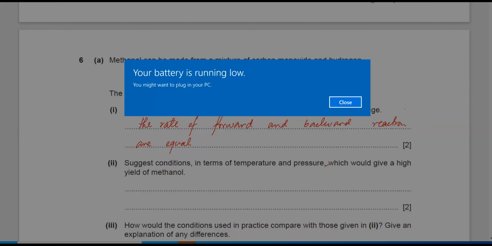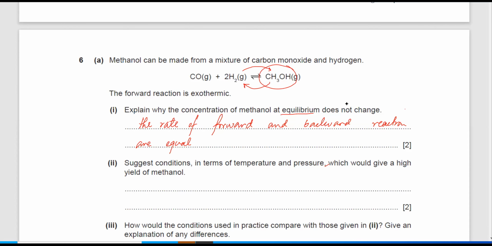Then it says, suggest a condition in terms of temperature and pressure which would give a high yield of methanol. You have to increase the yield of methanol. How can you increase the yield of methanol?